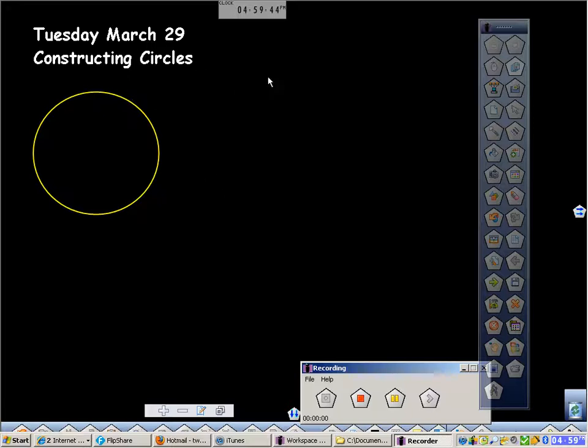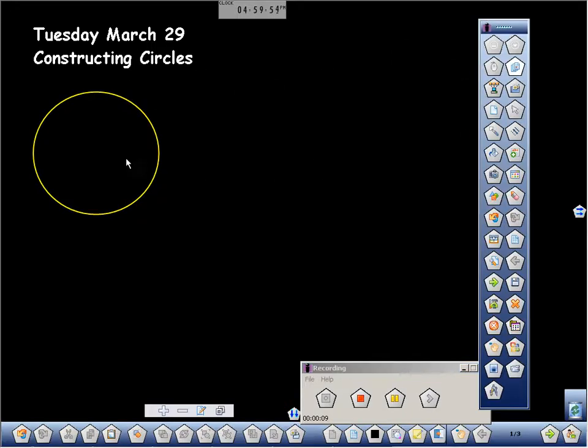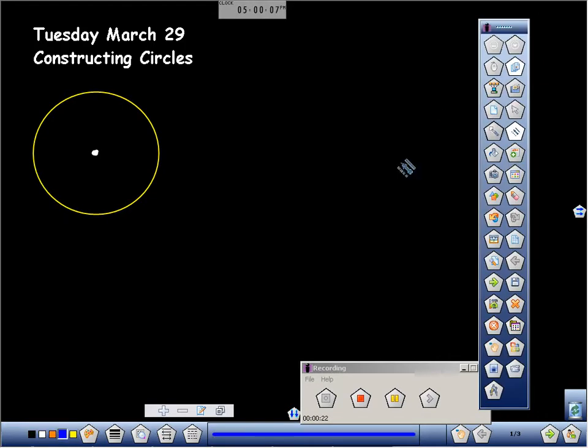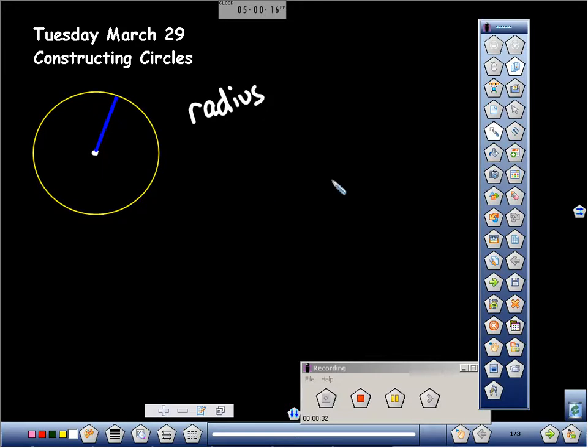Today we're going to work on constructing circles, but before we do that, I just want to review a little bit of what we did yesterday. We said that if you take the center point of a circle, and you go from the center point to any point on the outside of a circle, you have made a radius. So that's called a radius. Now if you make a line segment that goes from one side of the circle straight through the center all the way to the other side, you've made a diameter.